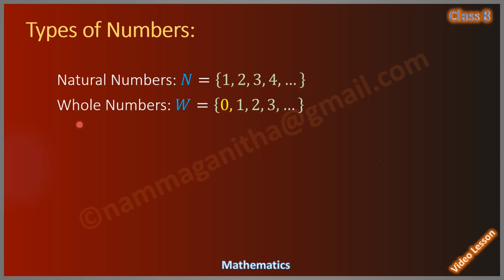Second one, whole numbers, denoted by capital letter W. W is equal to 0, 1, 2, 3 and so on. Third one, integers, denoted by capital letter Z. Z is equal to ..., minus 2, minus 1, 0, 1, 2, 3 and so on.